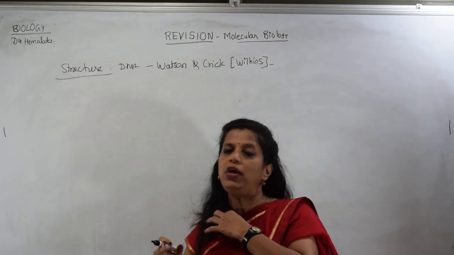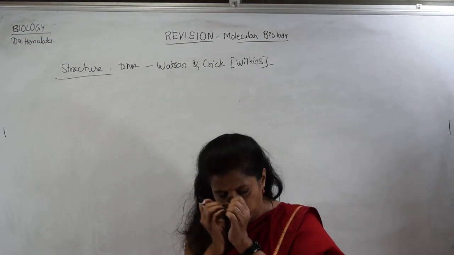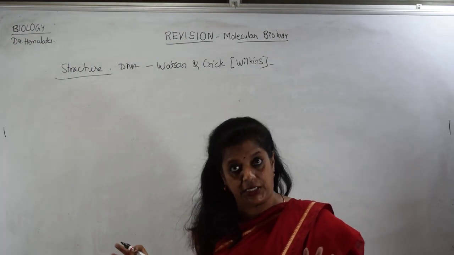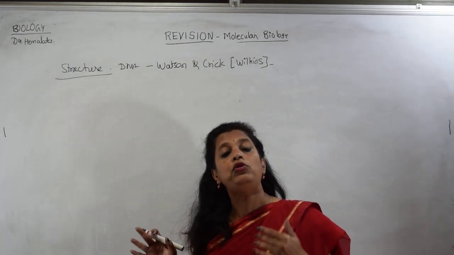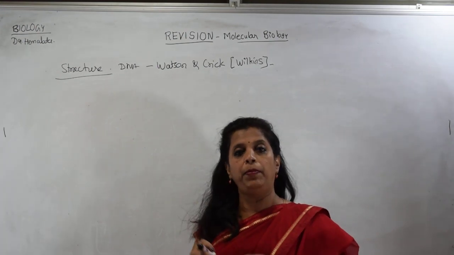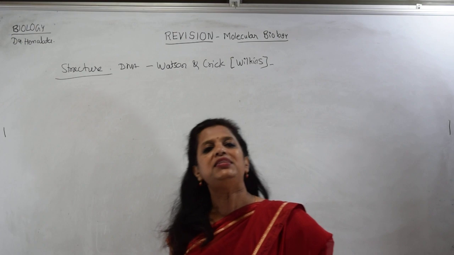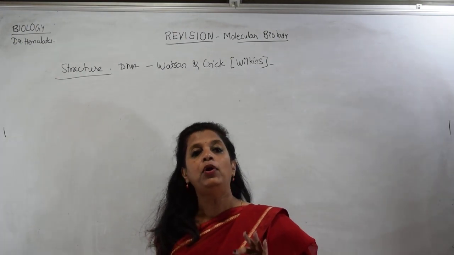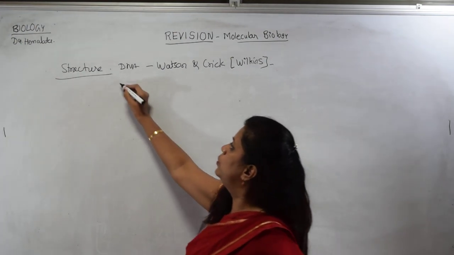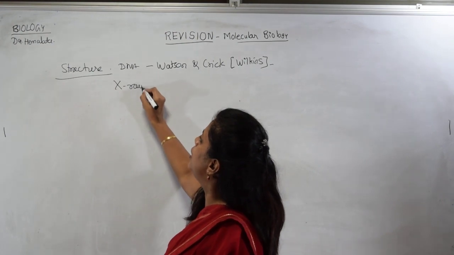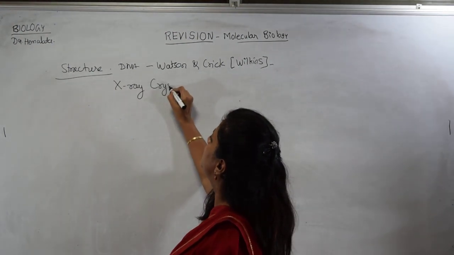You will not get it in a microscope. If you observe under a microscope, you won't get the ladder-like structure, remember. Right? Most of the students will be expecting that if I open up a microscope and keep one DNA, I will get all this. No. This is the structure given by them, which was observed through X-ray crystallography only.